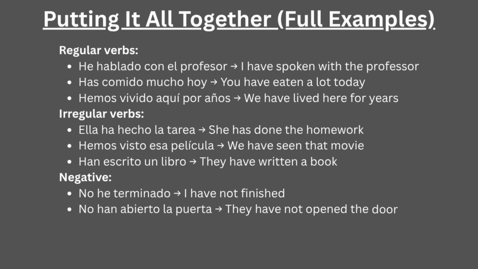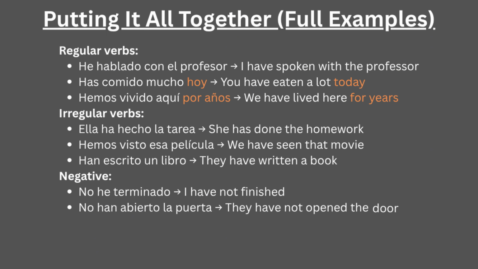Now, we can combine the conjugations with participles and see how the tense is used in context. He hablado con el profesor. ¿Has comido mucho hoy? Hemos vivido aquí por años. Ella ha hecho la tarea. Hemos visto esa película. Han escrito un libro. No he terminado. No han abierto la puerta. Every action is in the present perfect, and time expressions help us understand how the tense fully operates.